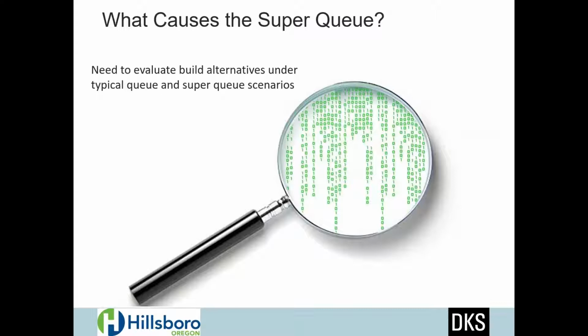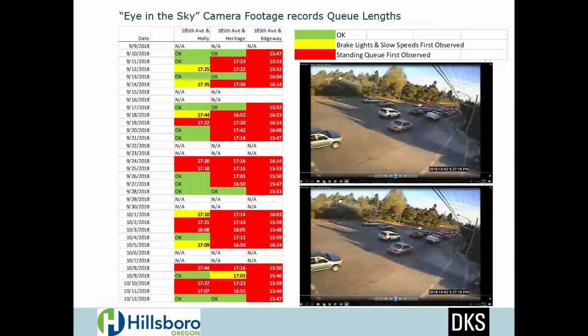So our task was to figure out what causes this super queue condition, and then evaluate the build alternatives that have been proposed and see if that alleviates the issue or what other alternative solutions we can develop. So as part of that diagnosis phase, we collected quite a bit of data, one of which was we installed cameras and recorded for several months at every signalized intersection upstream, so every couple hundred feet, and identified specific days where that super queue happened. So we could see the time of when it happened, the duration of when it happened, which then allowed us to look at the other data sets we were collecting, and we could go back and see exactly when and what caused these conditions.